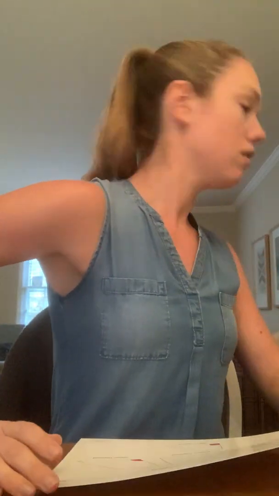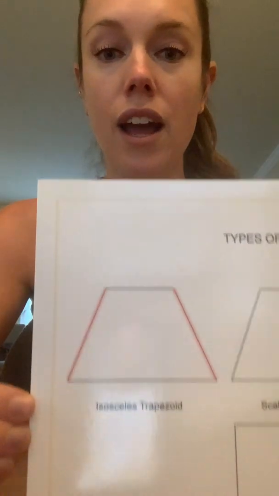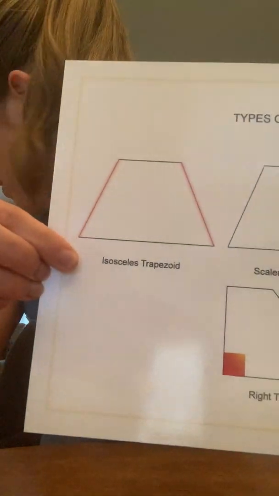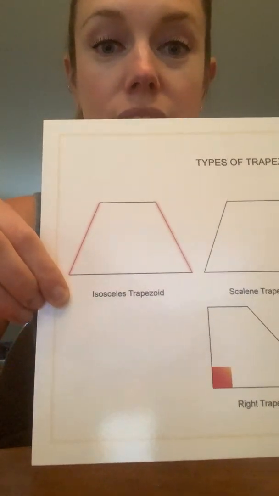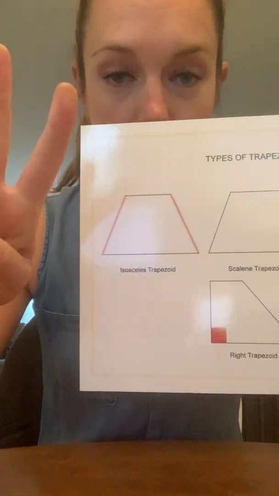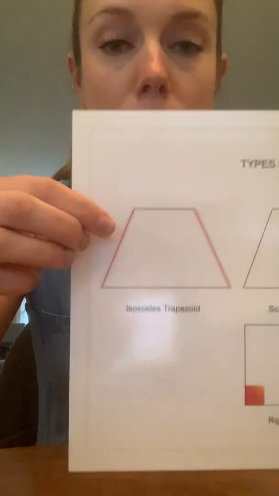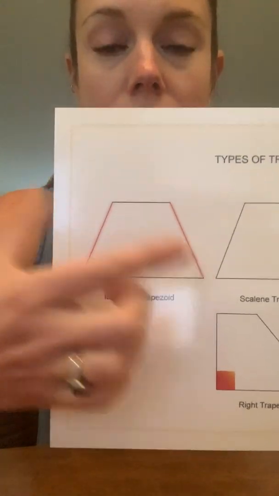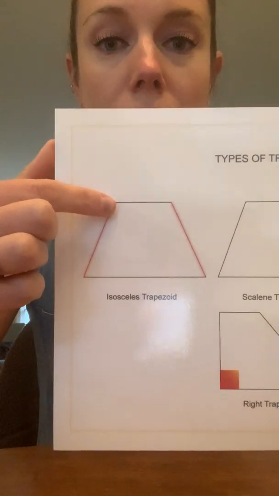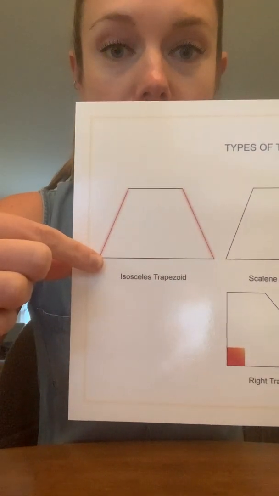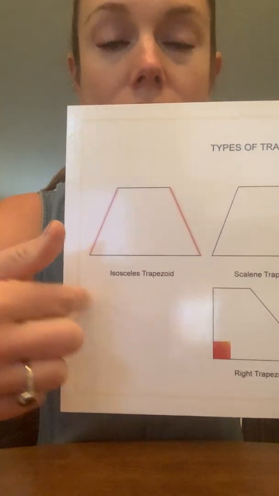But there are actually 4 types of trapezoids that we are going to look at today. The first type of trapezoid is called an isosceles trapezoid. So you may remember that the word isosceles means that there are 2 sides that are the exact same length. So on an isosceles trapezoid, we have these 2 sides that are the same length, and then we still have our minor base and our major base.